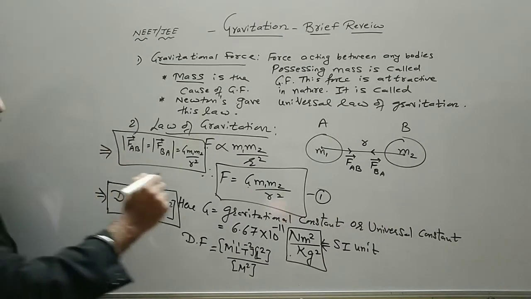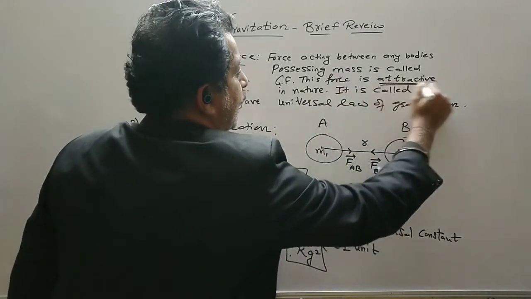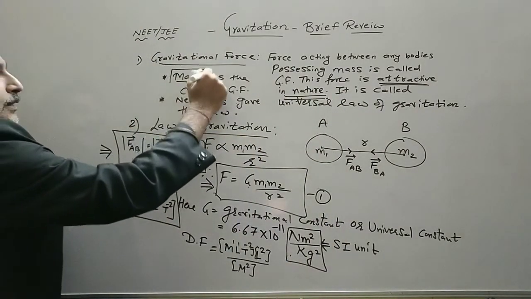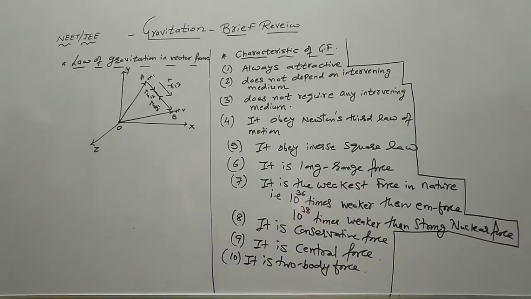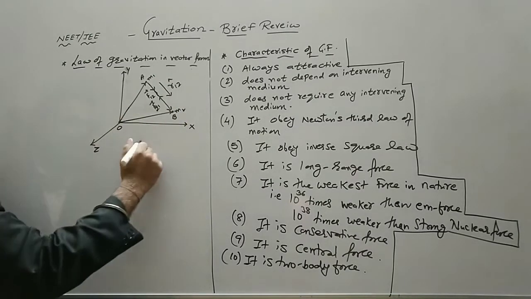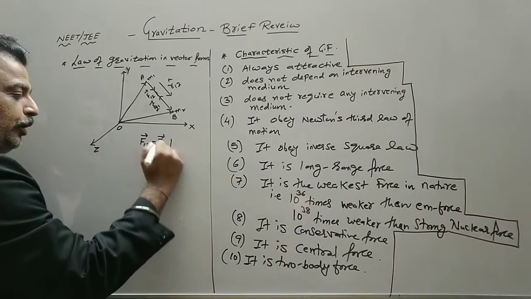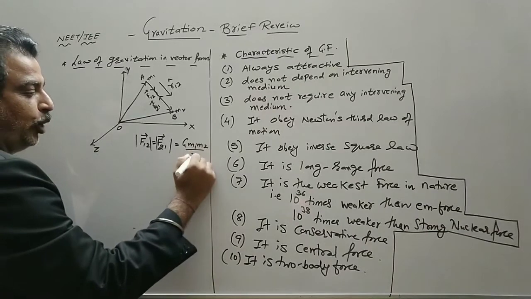So these are the important points you have to keep in mind, that this force is attractive in nature and mass is the cause of the gravitational force. Now let us see law of gravitation in vector form. So in the vector form, we have to take the direction into consideration. If we have to write the magnitude, as earlier we have written, the magnitude of F12 is equal to the magnitude of F21, that is equal to G m1 m2 upon r square.